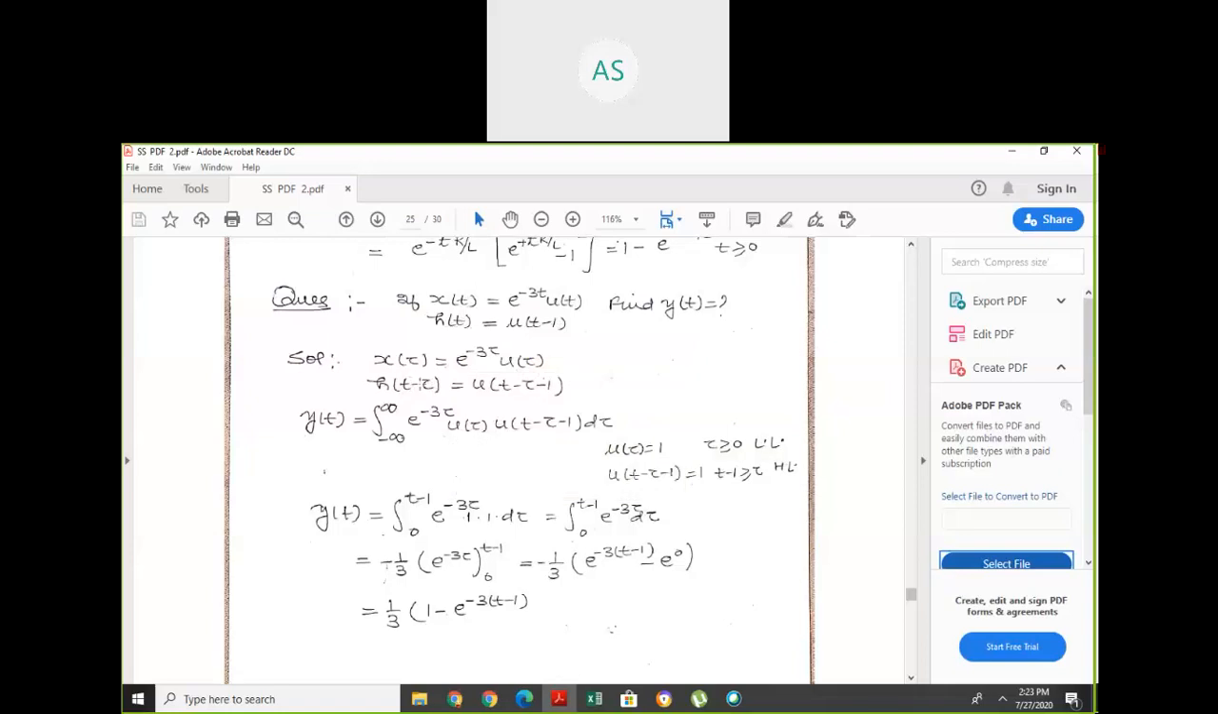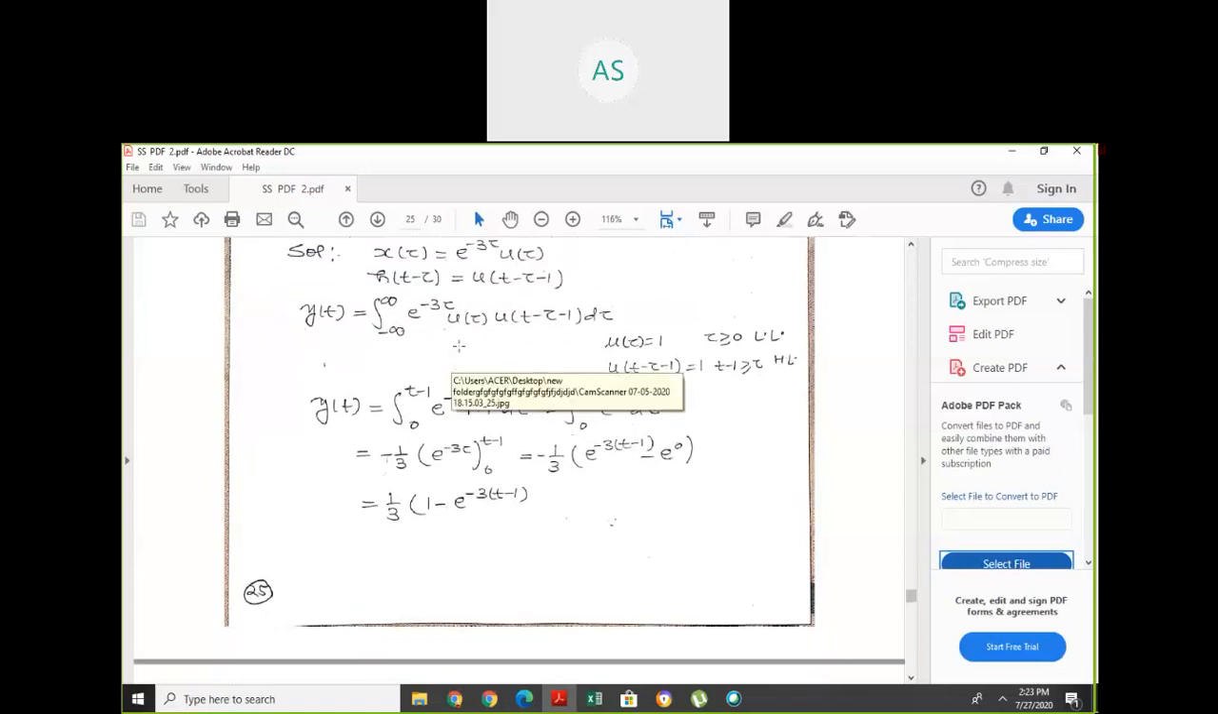Place the values of these two in the convolution formula. U of tau is 1 when tau is greater than or equal to 0, which is the lower limit, and u of t minus tau minus 1 is 1 when t minus tau minus 1 is greater than or equal to 0. So t minus 1 is the higher limit. Substitute the lower limit and higher limit, integrate this, and you get the final value of y.